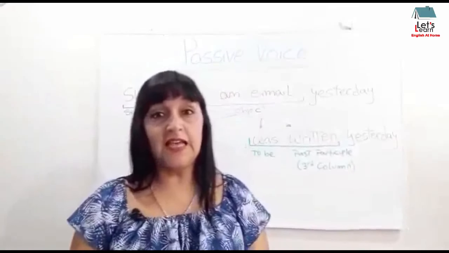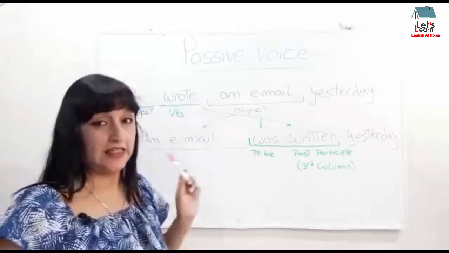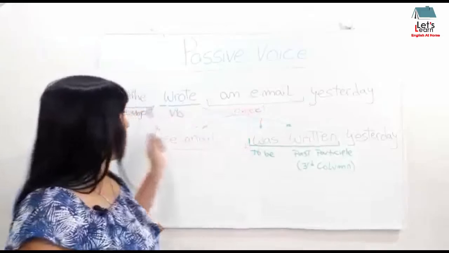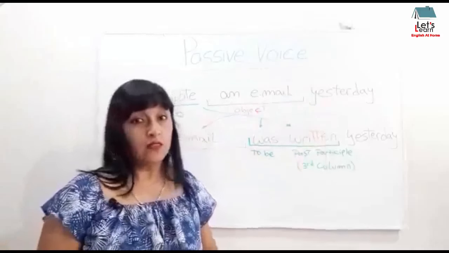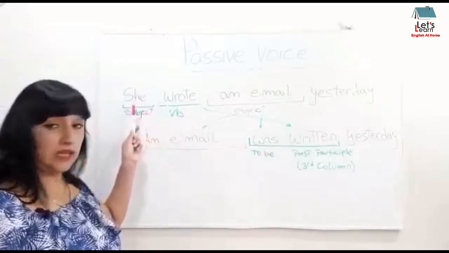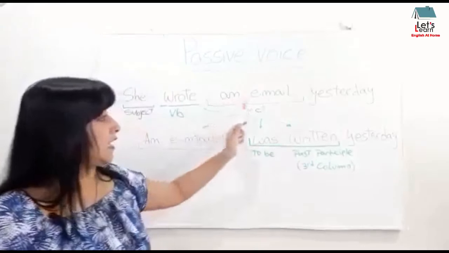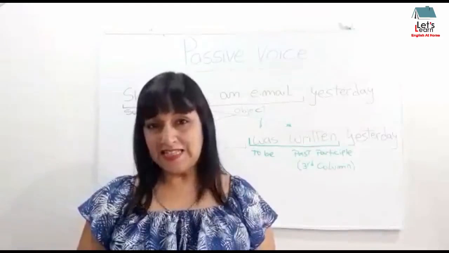In this case, a sentence in the simple past. Look at this sentence. This is the active sentence. Subject, verb, object. She wrote an email yesterday. The subject or doer of the action is she. Wrote is in the simple past, an email is the object, and the time reference, yesterday.